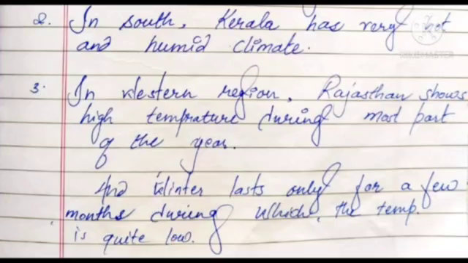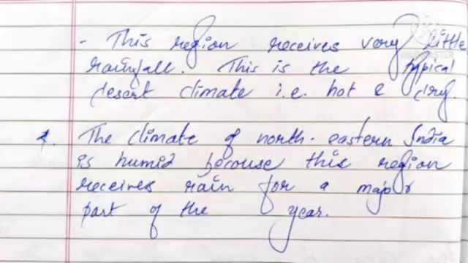In western region, Rajasthan shows high temperature during most part of the year, and winter lasts only for a few months, during which the temperature is quite low. This region receives very little rainfall. This is the typical desert climate, that is, hot and dry. The climate of northeastern India is humid because this region receives rain for a major part of the year.